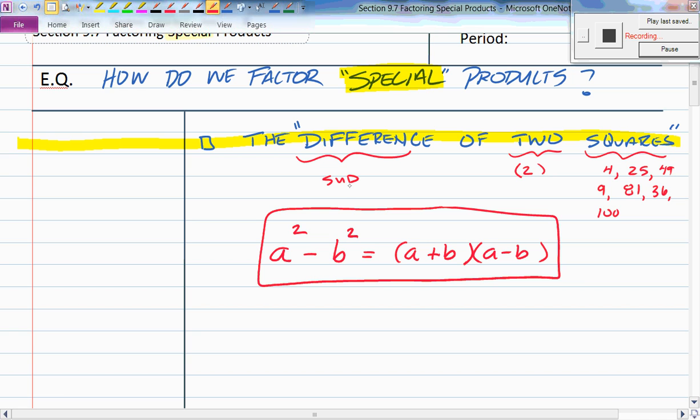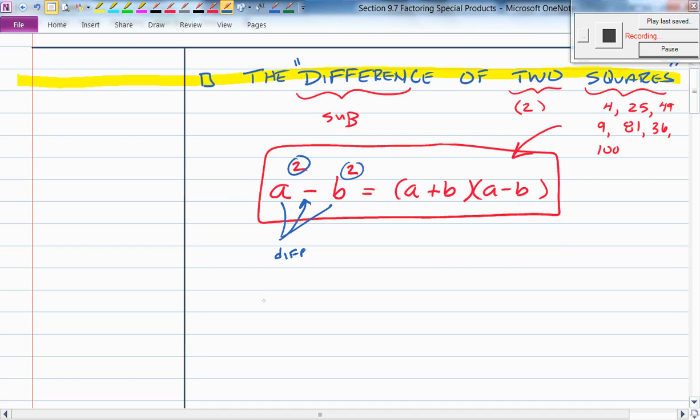So this is the thing that we're going to follow. We need to look for a subtraction sign, and two numbers that give you squares. That's what difference of two squares means. Here is the difference part. There's the difference of two. I have an A and a B, and they are squared. That's why we call it the difference of two squares. Does that make sense? The name implies exactly what it is that you're doing.